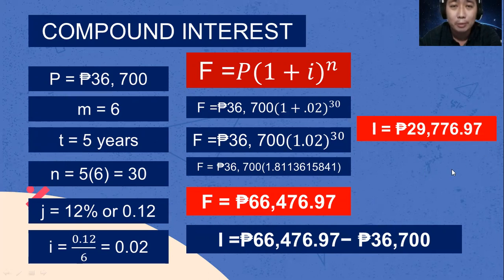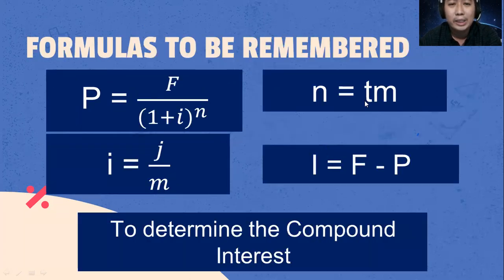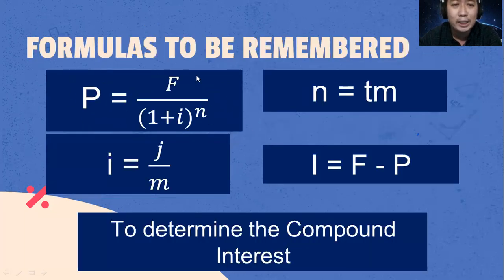Okay, I hope you were able to follow. Let's try another example. Mrs. Watson paid 8,600 on a loan made 2 years before at 6% compounded bimonthly. Find the interest generated. So these are the formulas. Since the maturity value or final value is given, we are going to look first at the principal amount. And here are the formulas to be followed in order for us to determine the compound interest when the principal amount is missing and the interest is missing.